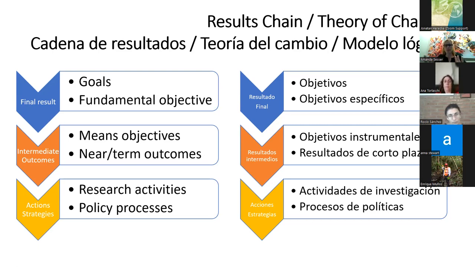So I wanted to stop and just have a vocabulary check. The goal and the fundamental objective is the very end game. It's the reason why we're doing the work in the first place. Could be social, could be environmental. Then the intermediate outcomes are the things that happen in between; we have to do these things in order to achieve that final result. And then the actions or strategies are the little things that we do to make the ball move.